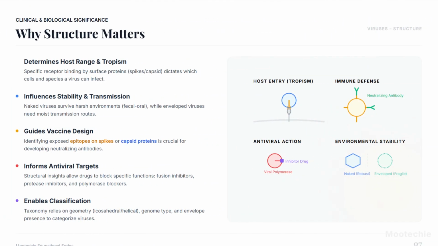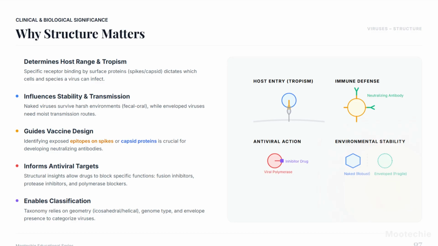This slide covers the clinical and biological significance, explaining why structure matters. First, structure determines host range and tropism. The specific shape of surface proteins like spikes or capsid proteins dictates which receptors they can bind to on a host cell, which controls which cell types and even which species a virus can infect.